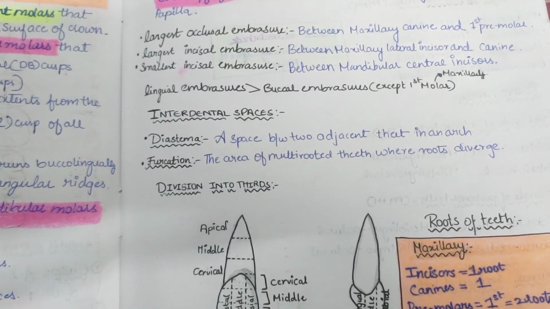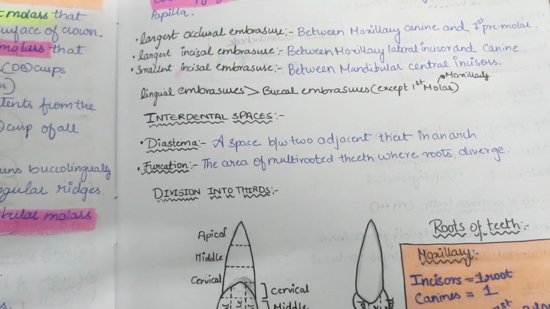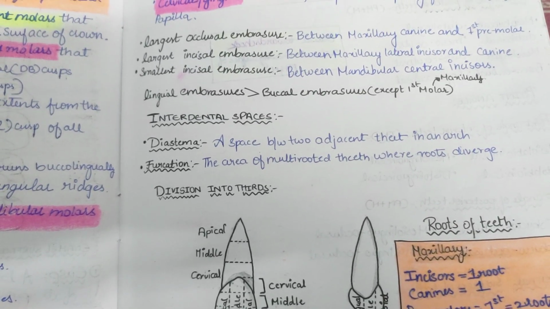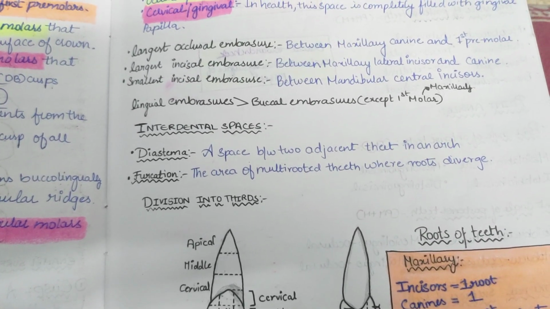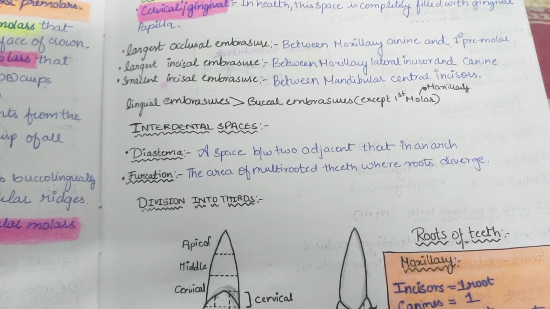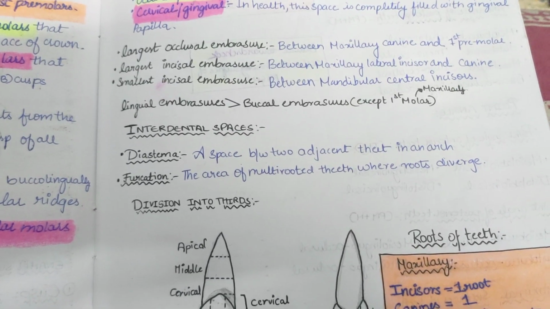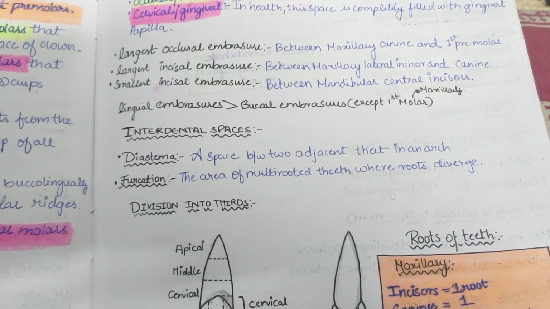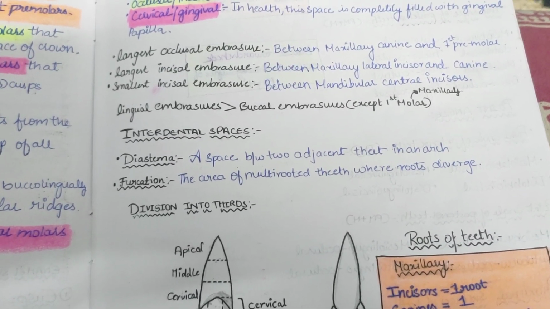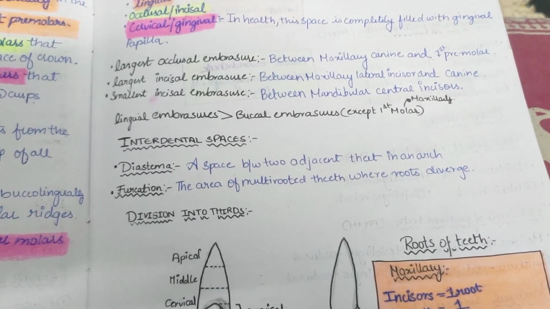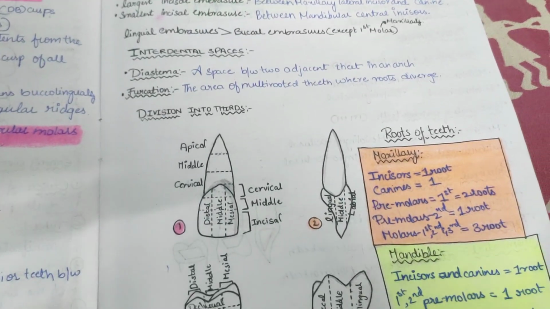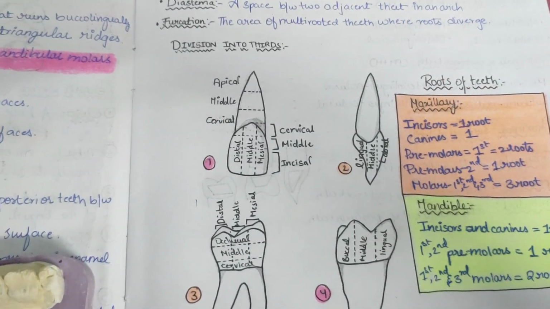Now interdental spaces, we have two names for this. The first is diastema. A space between two adjacent teeth in an arch is known as diastema. Now the second one is furcation. The area of multi-rooted teeth where the roots diverge is known as furcation, where we have space.